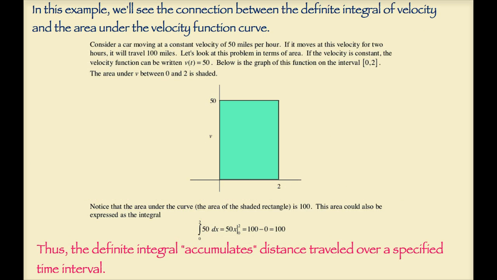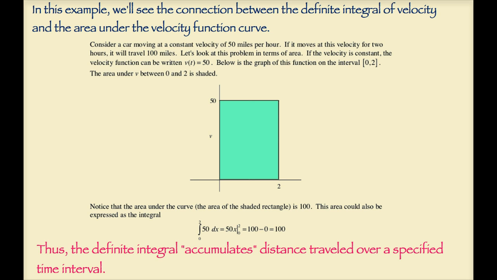In this example, we'll see the connection between the definite integral of velocity and the area under the velocity function curve. Consider a car moving at a constant velocity of 50 miles per hour. If it moves at this velocity for 2 hours, it will travel 100 miles.